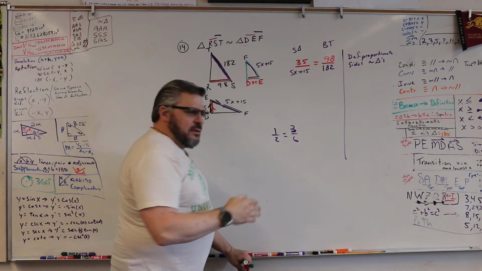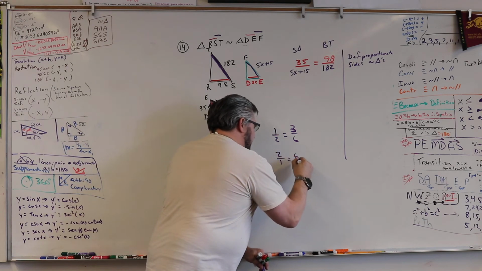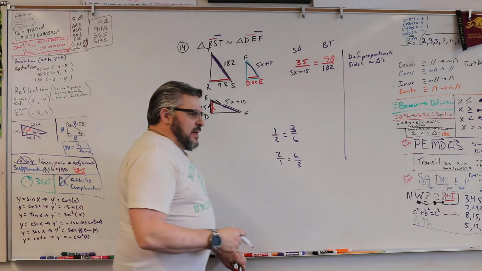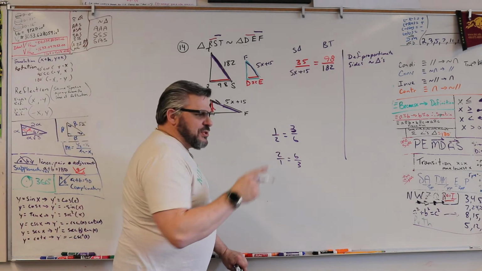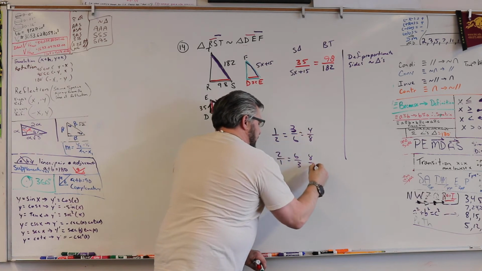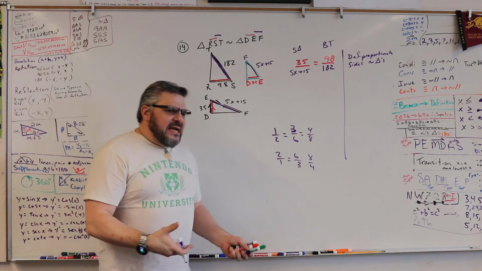And I said, okay, so what if I flip those? Is 2 over 1 equal to 6 over 3? Yeah. Okay? And then I said, okay, if that's true, 4 over 8, would it also be true 8 over 4? Yeah. So is it always true if I flip both sides?